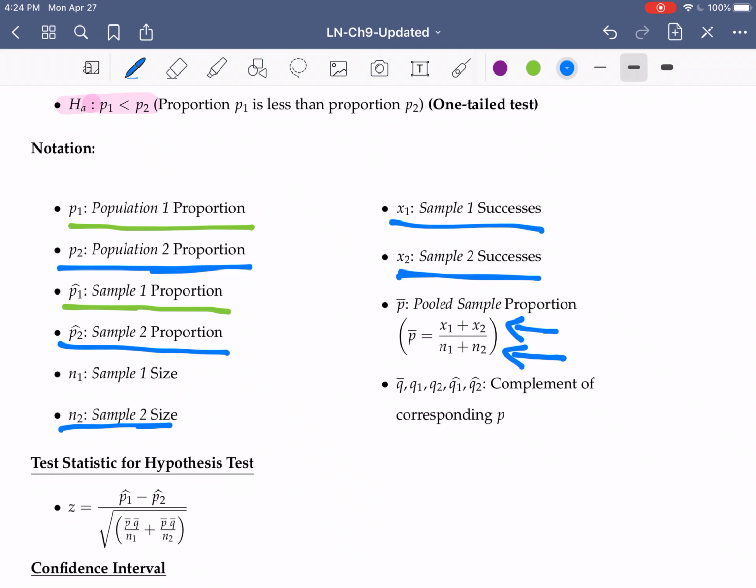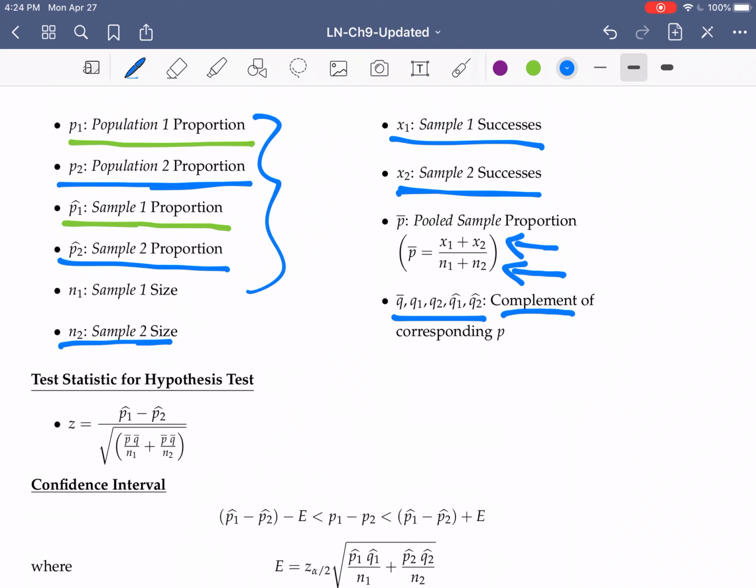And then for each one of those p's, each one of those proportions, we could take the complement of those, and so we could find these values of q. So we could have q bar, the complement of the pooled sample, and q1 hat and q2 hat being the complements of those values up here as well.